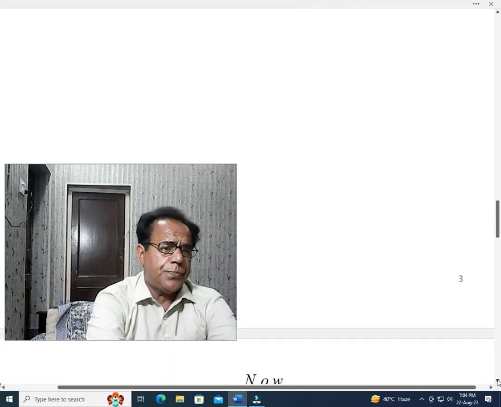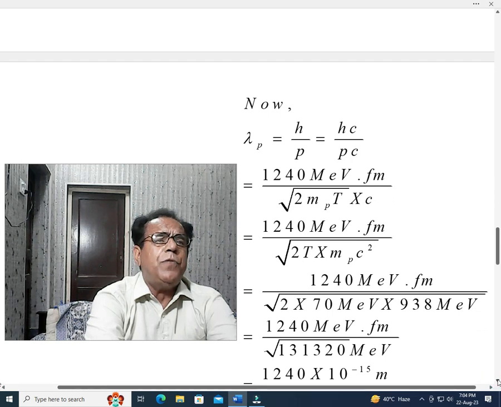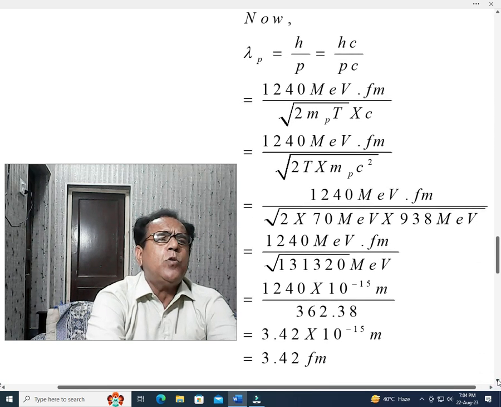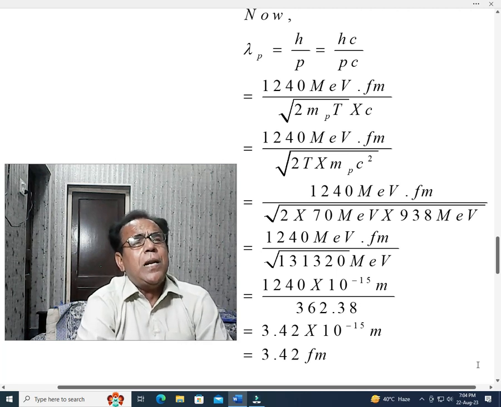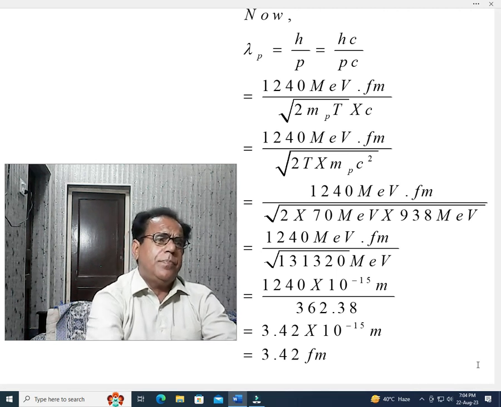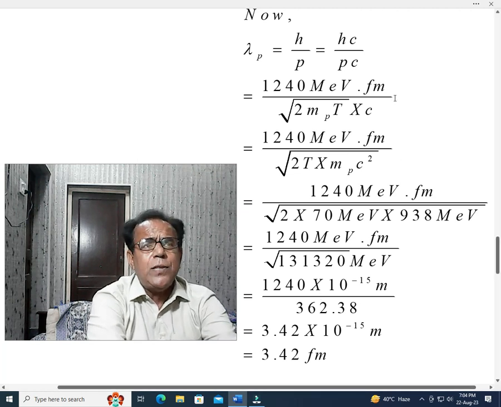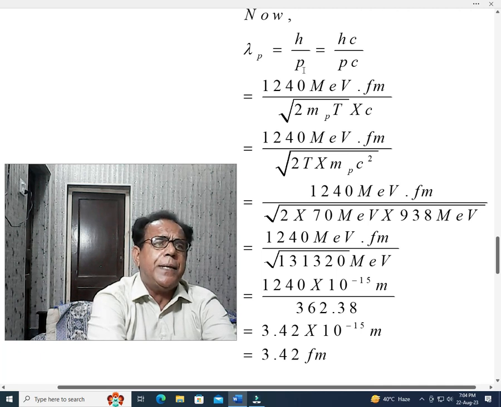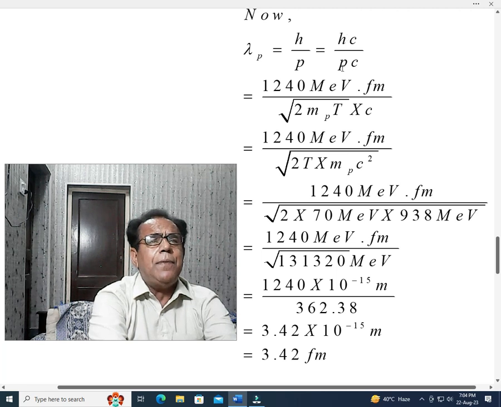Now because lambda is equal to h over p, here in place of simply lambda we are using lambda p, because the wavelength of the proton is under consideration, so we can use p as a subscript of lambda. So the wavelength of proton lambda p is equal to Planck's constant h divided by momentum p. In the next step, we have multiplied and divided by c on both sides: hc over pc.